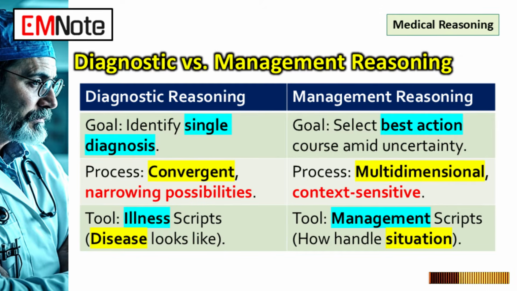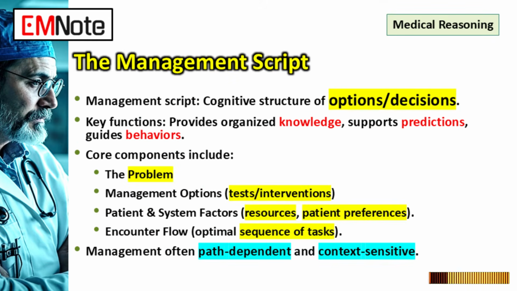And each process uses its own special cognitive tool. For diagnosis, we use something called an illness script. This is basically a mental model for a specific disease. It's how you recognize its pattern. It helps you answer that what is wrong question by narrowing down all the possibilities to find the right one. And for taking action, we use a management script. You can think of this as a mental playbook for a given clinical situation, like abdominal pain in a young woman. It's not just about what the problem is, it's a guide for what to do, especially when the diagnosis isn't crystal clear.